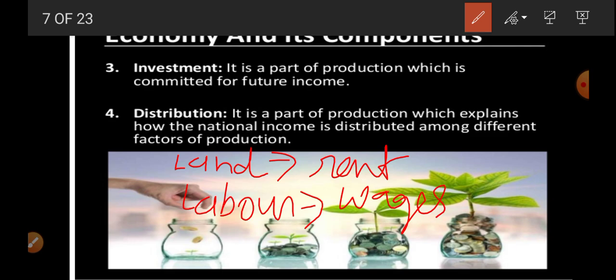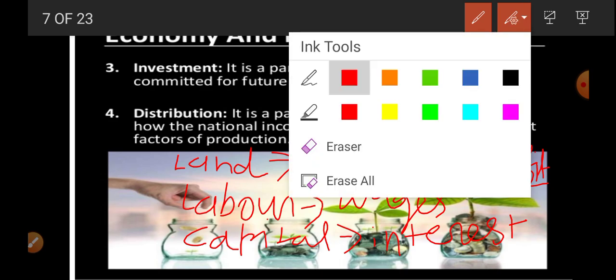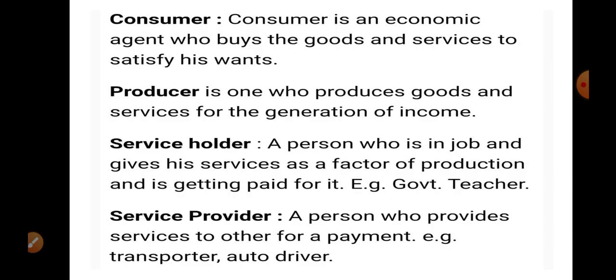Okay. And capital, that is, money. If you have money and you give it to another person to use, that person is going to give you interest in return. And last is entrepreneur. Entrepreneur gets profit. Why? Because he takes the initiative to assemble the four factors of production and do the work of production. Okay class. So investment is related to increase in production capacity or capital formation. Distribution is related to distribution of NI among the four factors of production. Now, consumer.